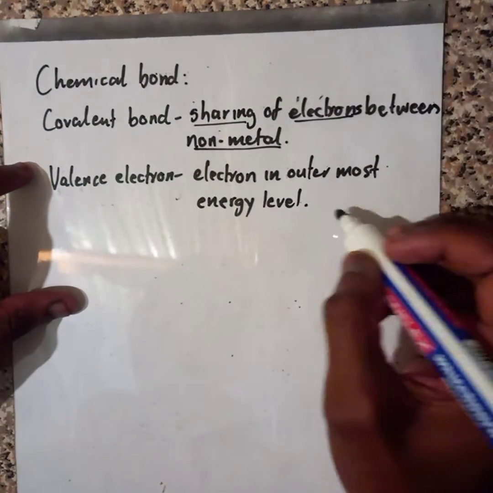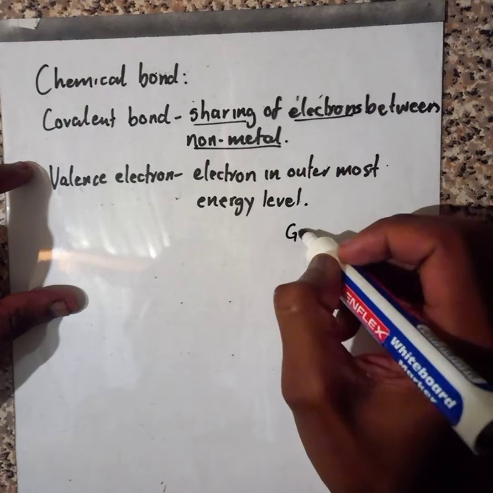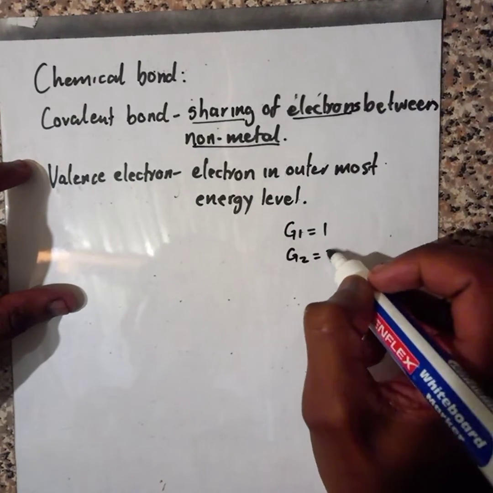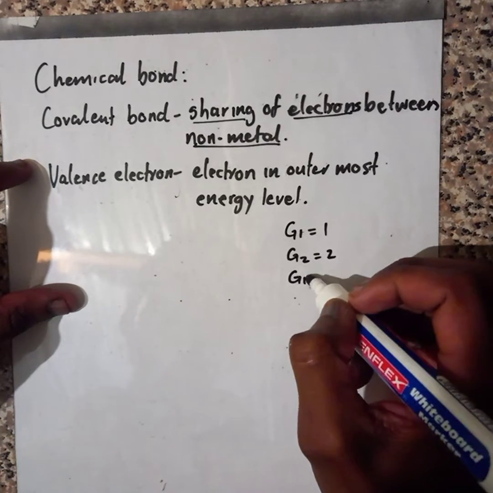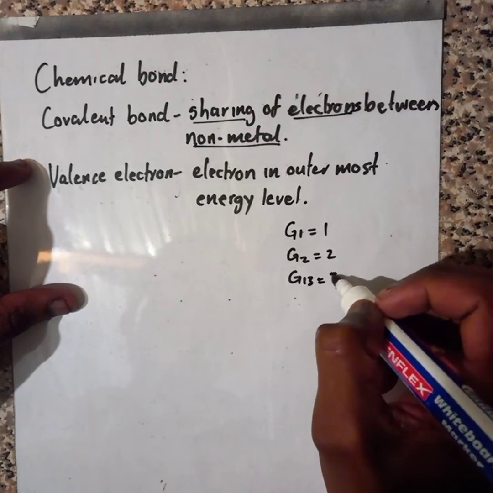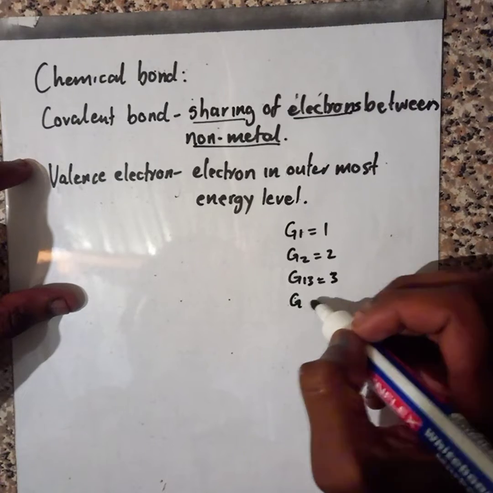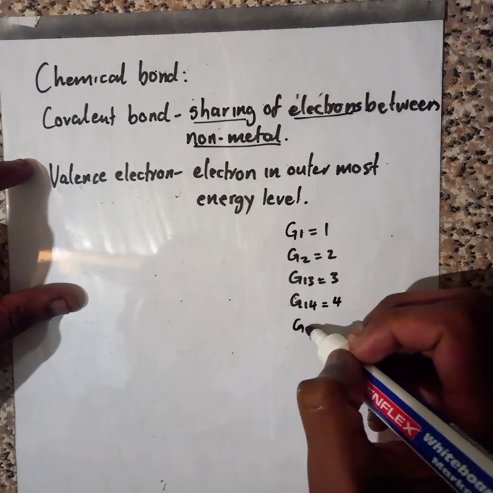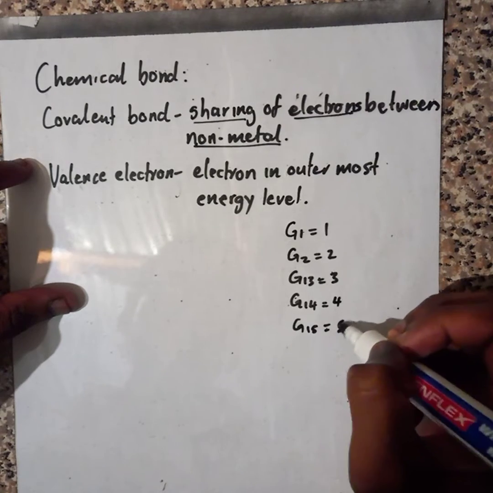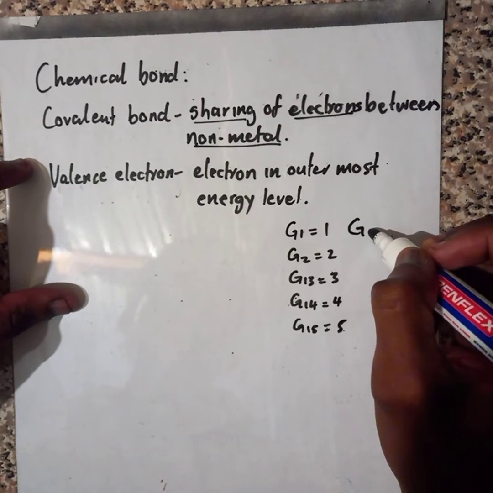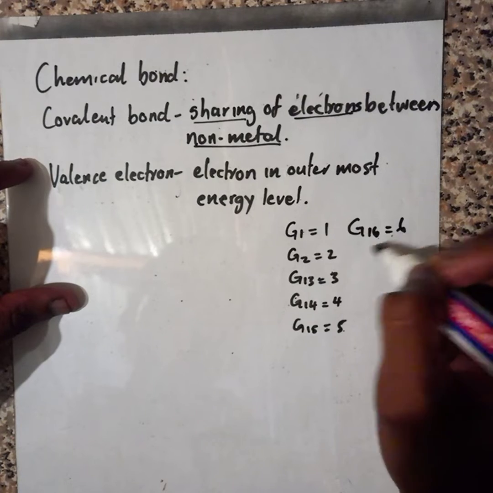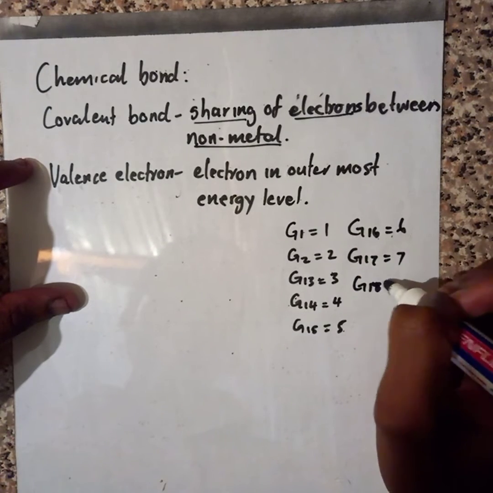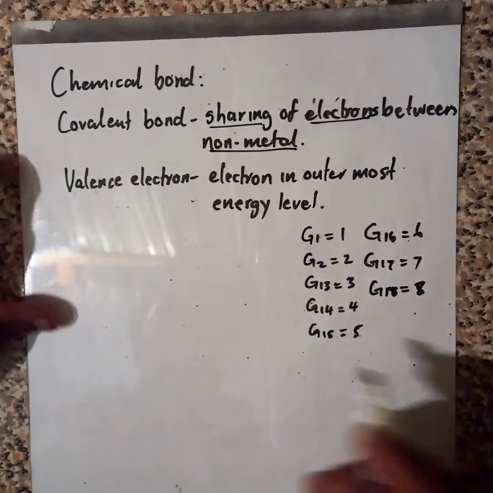Last time I also said to you that all the group 1s will have a valence of 1, group 2 will have 2 valence electrons, group 13 will have 3, group 14 will have 4, group 15 will have 5, group 16 will have 6, group 17 will have 7, then group 18, they are most stable, which is 8.